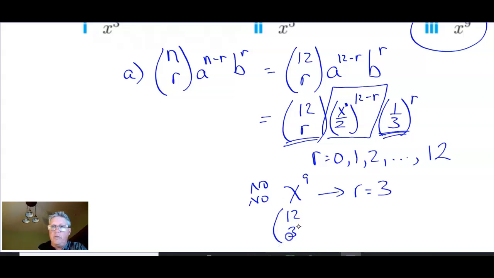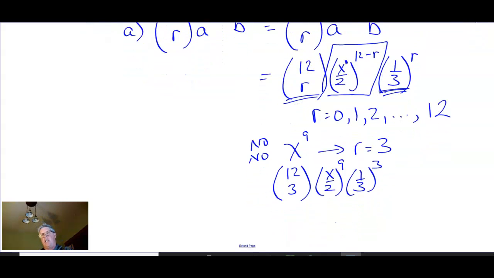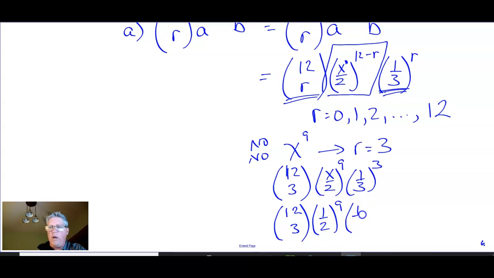So 12 choose 3, x over 2 to the ninth and 1/3 cubed. But we want the coefficient, so I'm going to factor out the x to the ninth. It's all the numbers that are left that are really the coefficient. So 12 choose 3, don't forget that 1/2, 1/2 to the ninth and 1/3 cubed, x to the ninth. I know I'm going to get x to the ninth, I don't have to make a big deal out of it. Just pull that out front. All right.